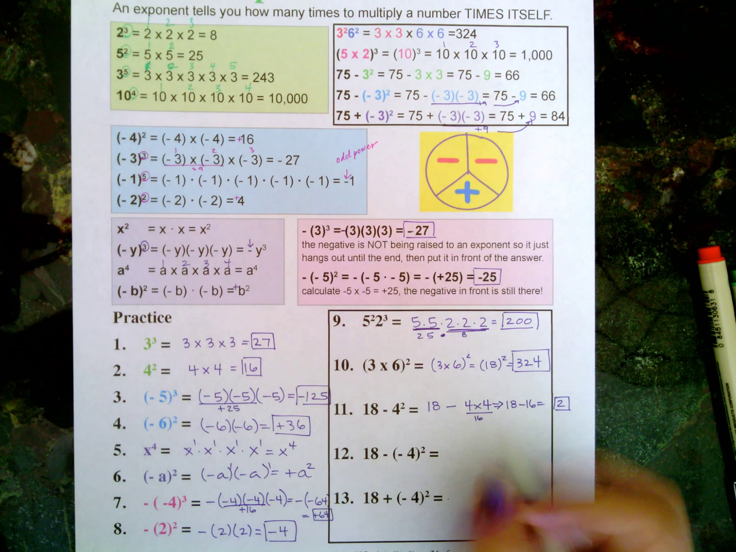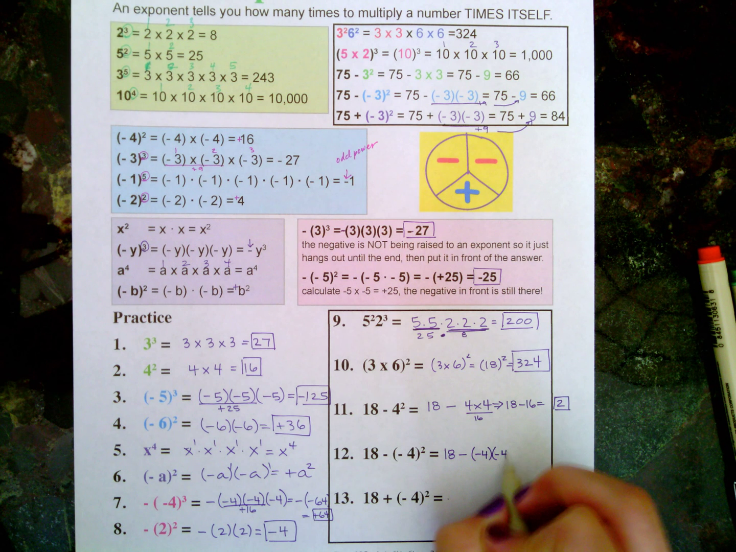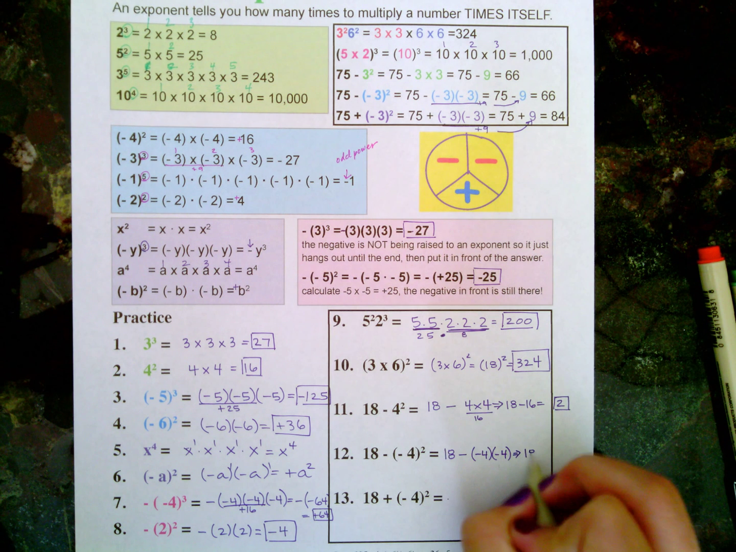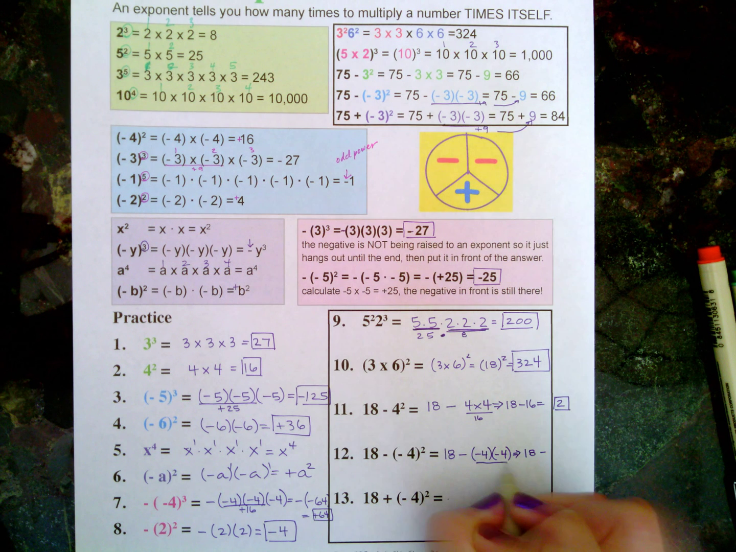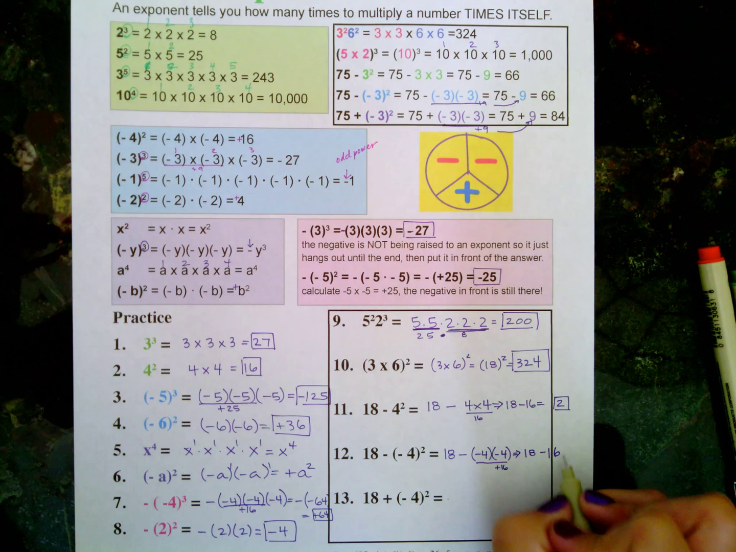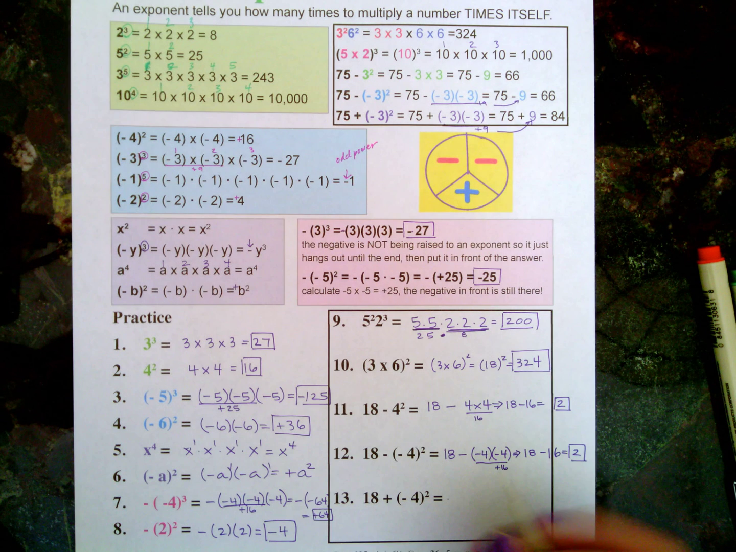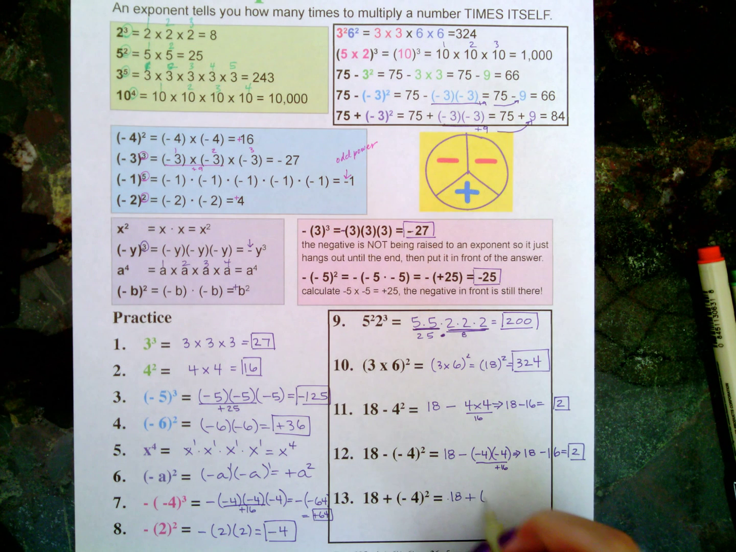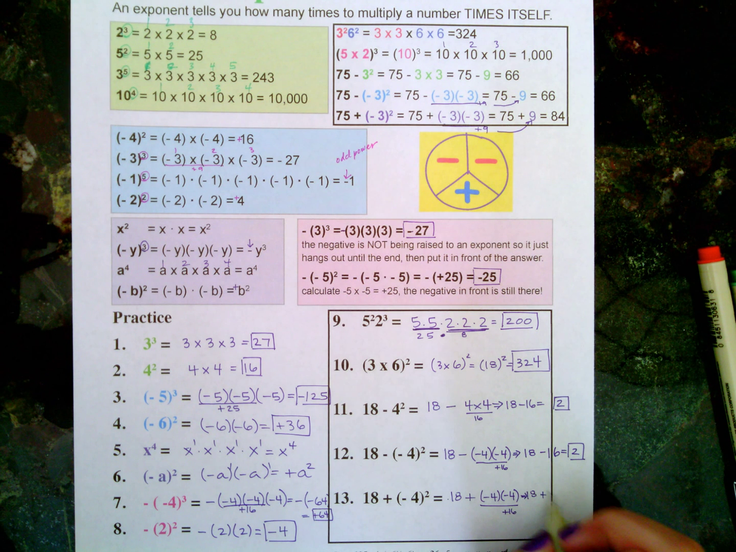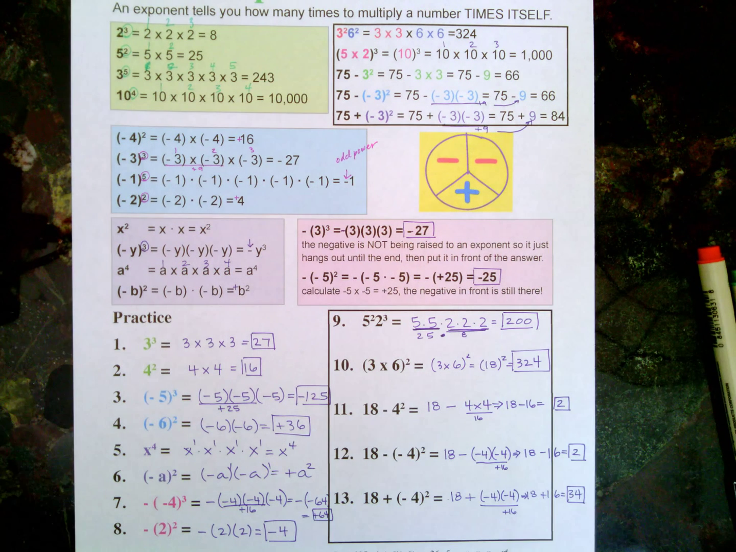18 minus negative 4 squared, so 18 minus negative 4 times negative 4, that's going to equal 18 minus, negative 4 times negative 4 is positive 16, so 18 minus 16, again we're going to get 2. What about 18 plus negative 4 squared? 18 plus negative 4 times negative 4. Negative 4 times negative 4, again, is positive 16. So that's going to be 18 plus 16, which is going to be 34. Good job, guys.